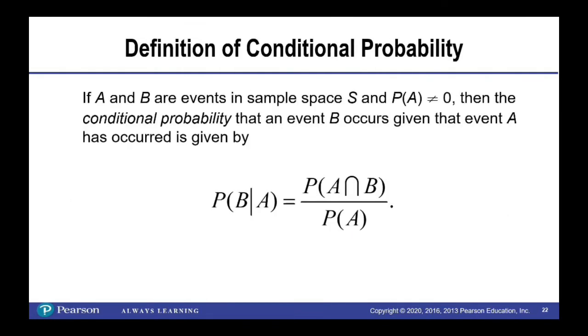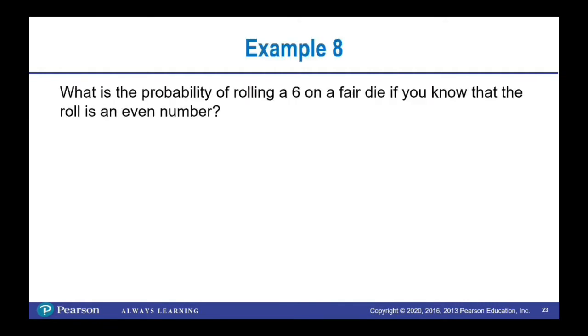So here's our definition for conditional probability and some notation you need to know. The line between the B and the A represents given or given that. And then we have our intersect, which means A and B. So let's look at some more conditional probabilities.